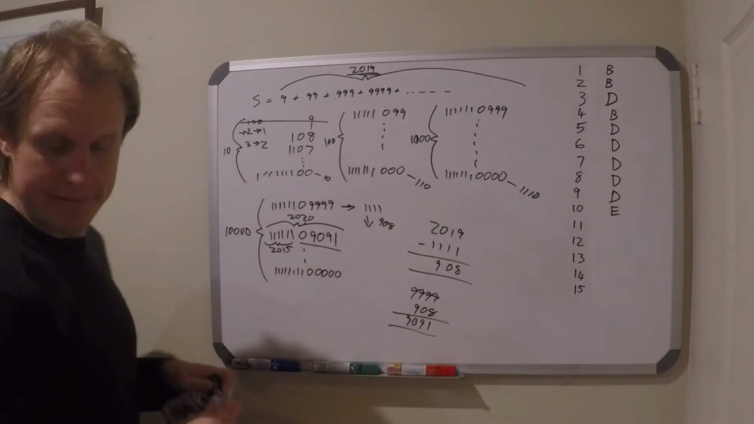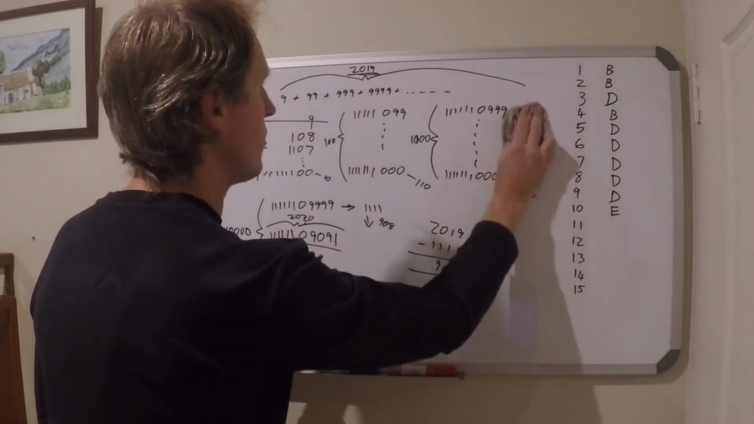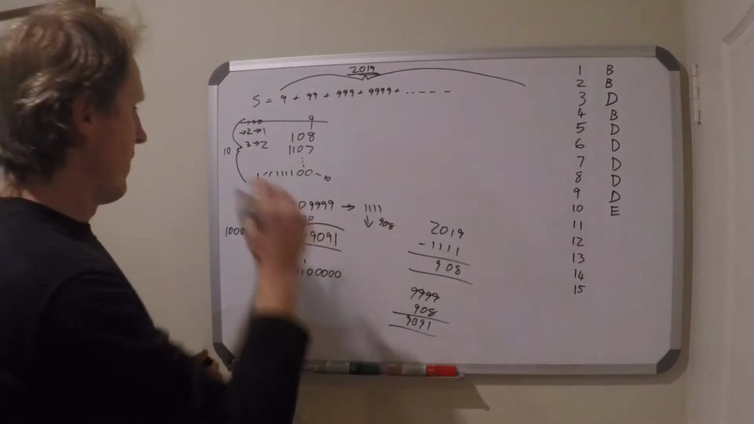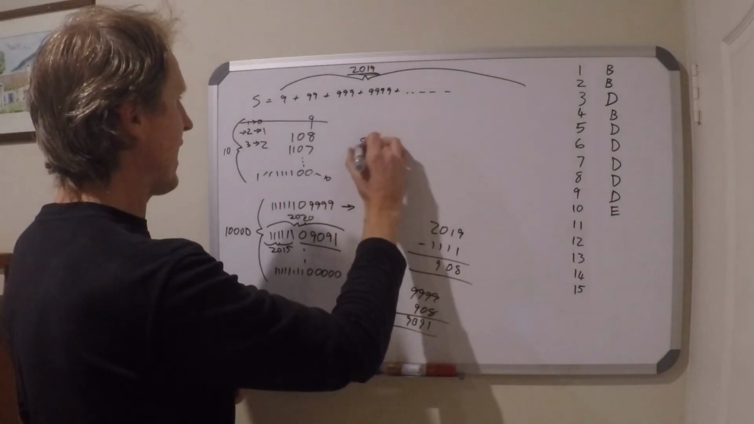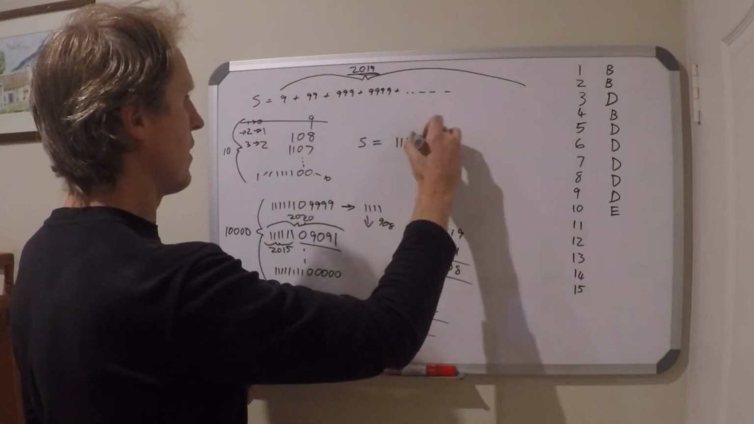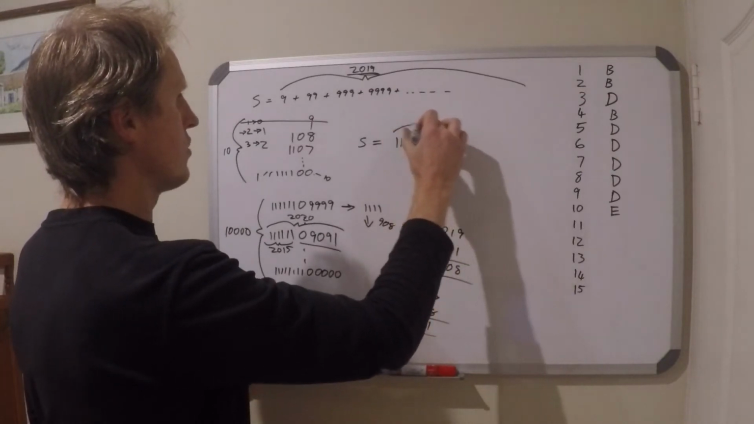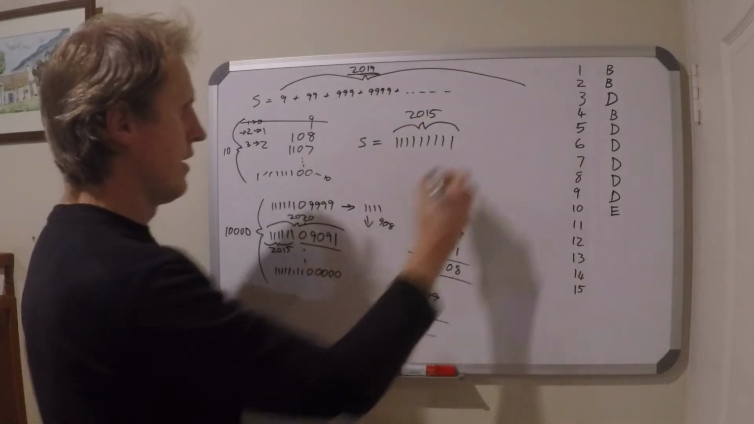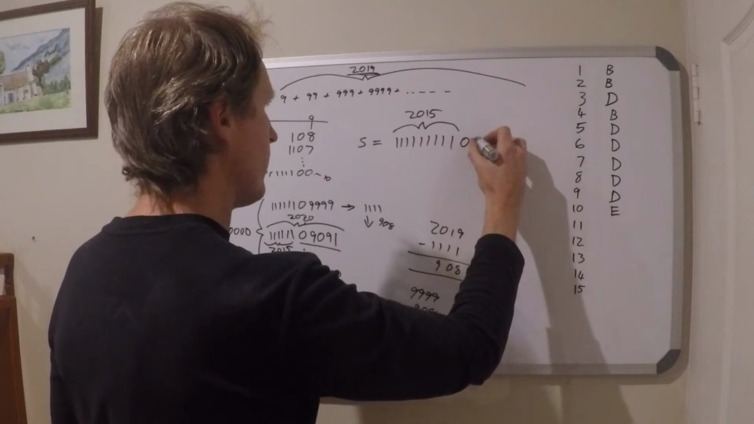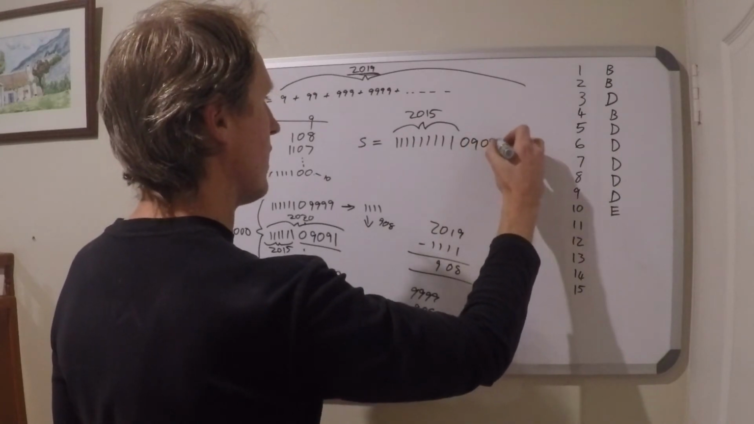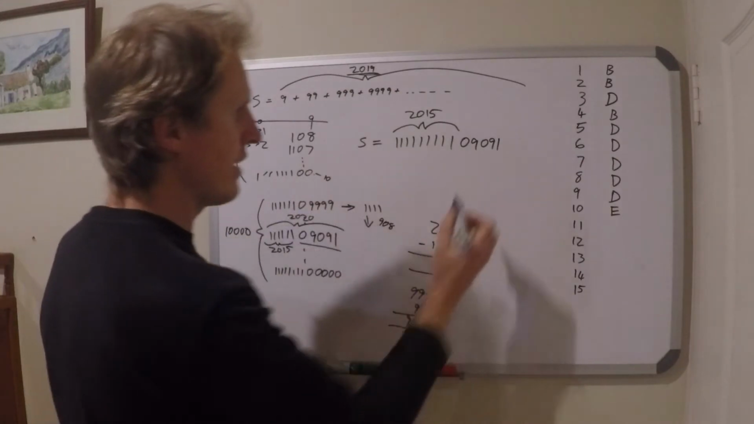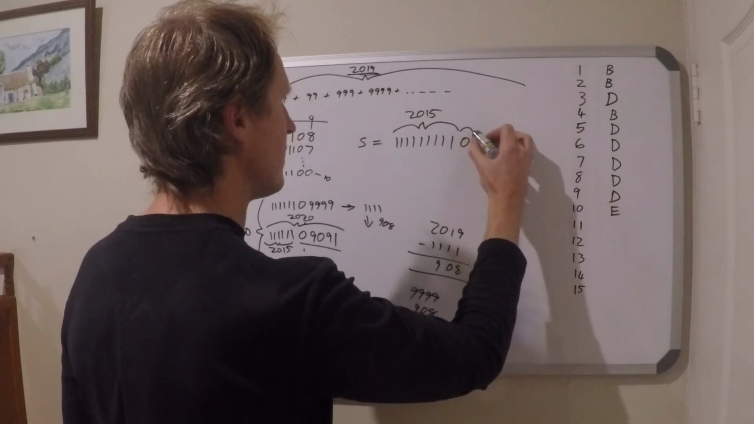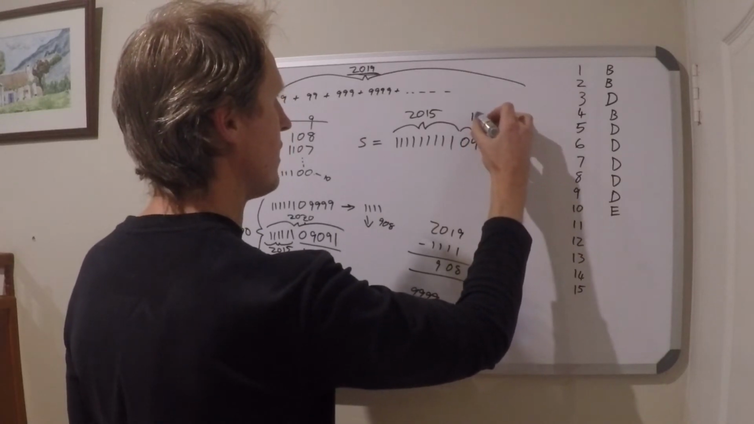So let's make some space on this board. I'm going to erase this. I don't think we need that anymore. The final sum, we're going to say S is equal to 1, 1, 1, 1, 1, 1, 1, 1, 1. In total here, we've got 2015 ones, and then it ends in 0, 9, 0, 9, 1. And if we add this up, 18, this is 19. So this adds up to 19.